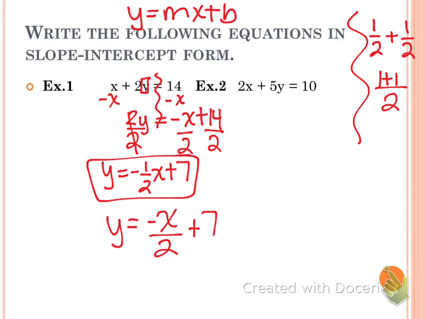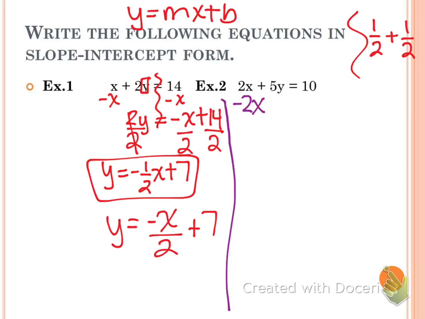Okay, let's try number 2. Switch colors so we can hopefully see where we're working. All right, on number 2. The first thing that needs to move is the x. To zero out a positive 2x, what do I need to do? Subtract it. If I do it to one side, do it to the other side.